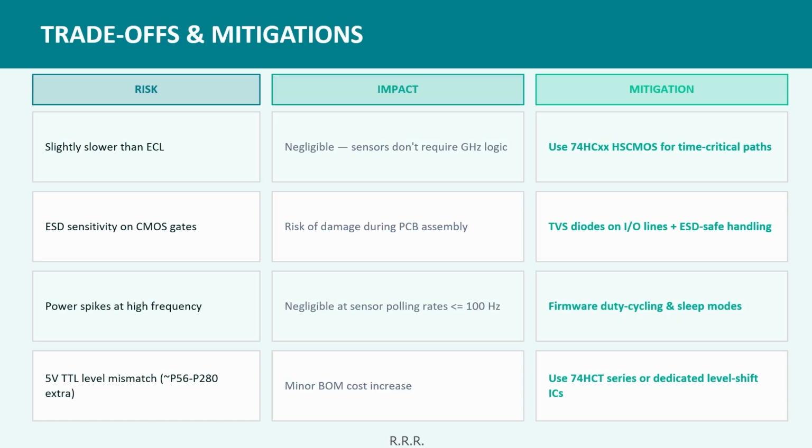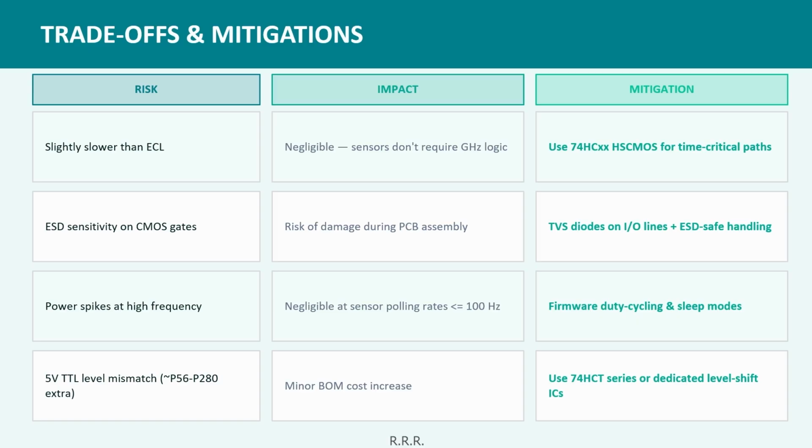And trade-off 4. If we need to interface with any legacy 5-volt TTL peripherals, there is a voltage mismatch. The fix is simple and inexpensive. Either use the 74HCT series, which accepts TTL level inputs natively, or add dedicated level shifting ICs at an estimated 56 to 280 pesos per board.